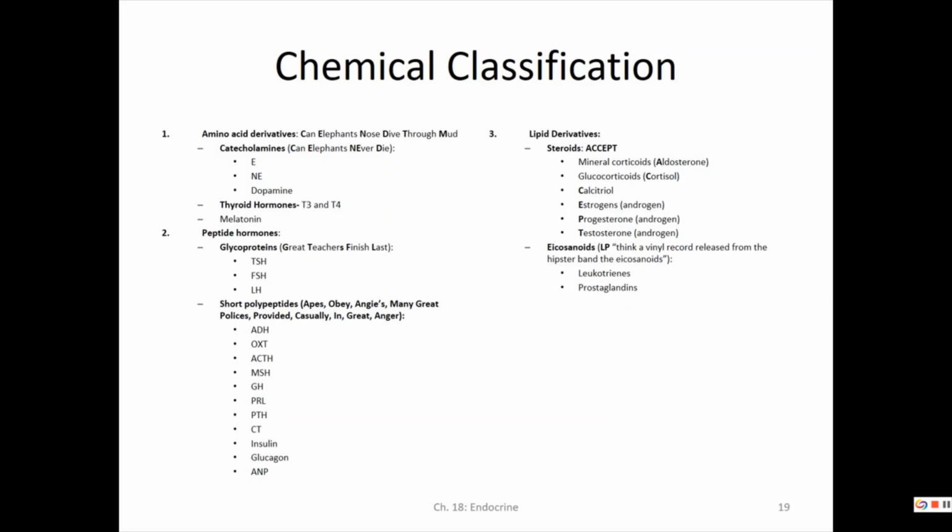Now, the big one is that after you've learned all those, learn amino acids, learn the glycoproteins, learn the lipids, then what's left is those guys. It's an easy way. This is the only mnemonic I could get made. I actually went to a mnemonic generator. It's pretty crappy. I mean, it's easy when we're like, great teachers finish last. Can elephants never die? Epinephrine, norepinephrine, things like that.